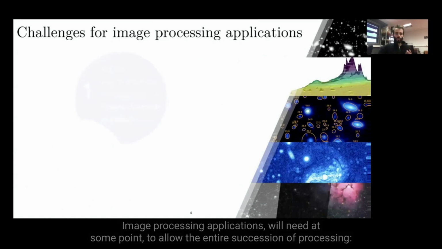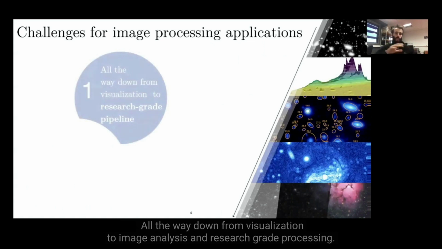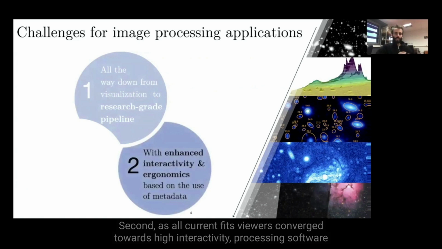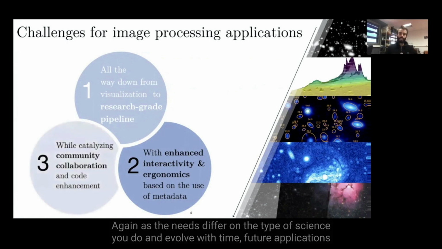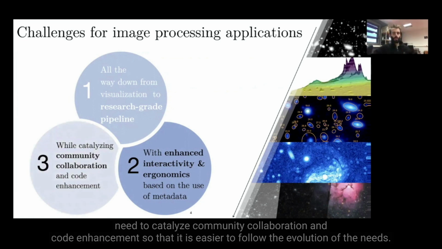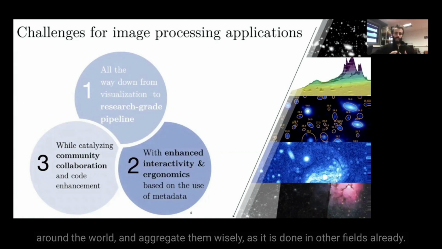Image processing applications will need at some point to allow the entire succession of processing, all the way down from visualization to image analysis and research-grade processing. Second, as all FITS viewers converge toward high interactivity, processing software needs to keep the same consensual feature of interactivity with regions, profiles, plots, and so on. And again, as the needs differ on the type of science you do, and evolve with time, future applications need to really catalyze community collaboration and code enhancement so that it is easier to follow the evolution of the needs. It's time, I think, to aggregate the processing tools developed by different teams around the world, and aggregate them wisely, as it is done in other fields already.